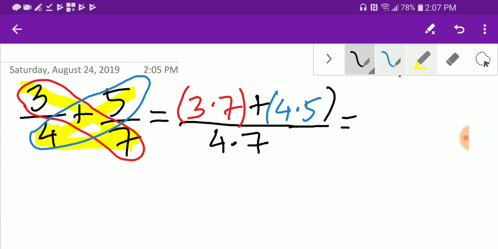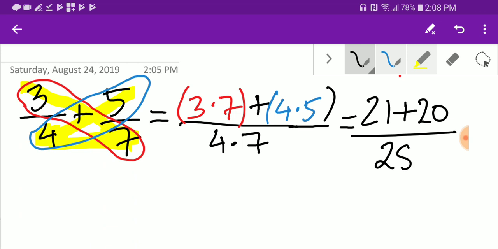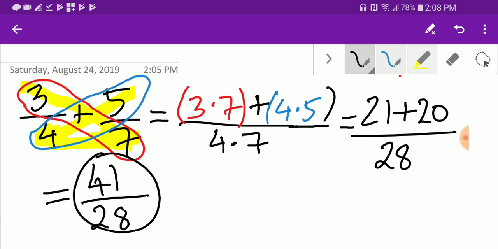And now we just finish. So 3 times 7 equals 21. Plus 4 times 5 is 20. 4 times 7 is 28. After finishing the calculation, we have 21 plus 20, which is 41, and 28 in the bottom. So our answer is 41/28.